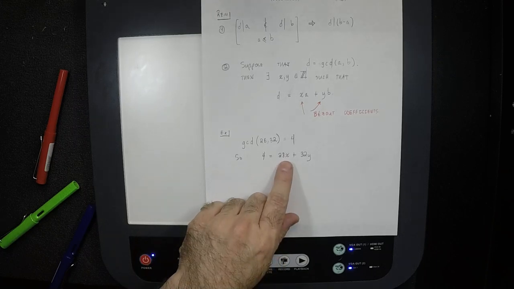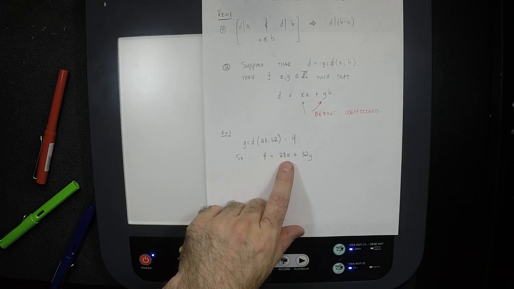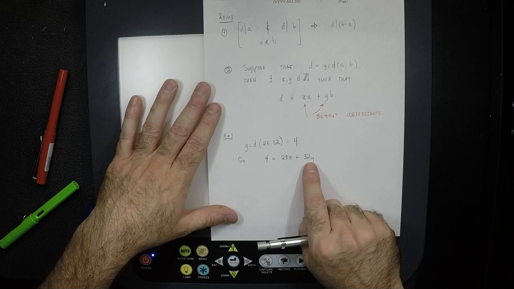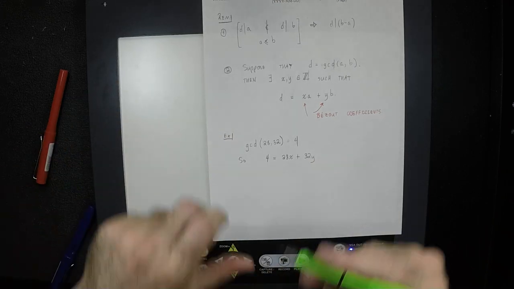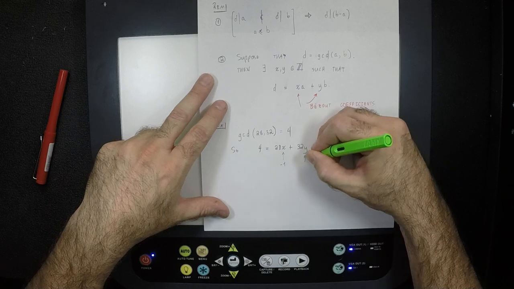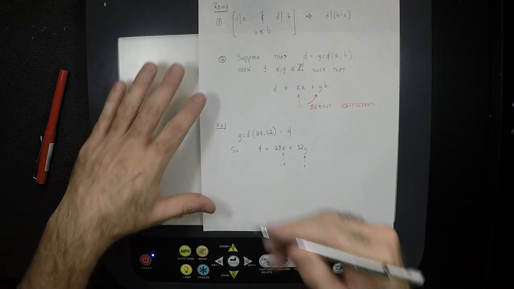No, I need them to be integers. Okay, negative 1 for this one, and positive 1 for that one. You could take this to be negative 1, and you could take this one to be positive 1, because 32 minus 28 is 4. Interesting. Let's try this again.